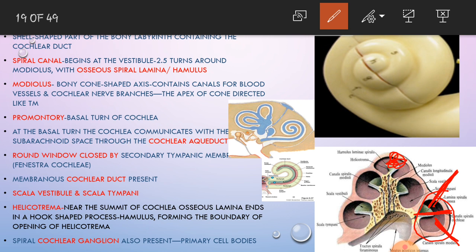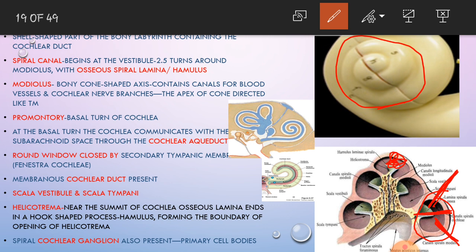Now, as you can remember, we talked about the promontory of the middle ear cavity, the medial wall of the middle ear cavity. I told you that the promontory in the middle ear cavity has been made by the basal turn of the cochlea, and the basal turn is this. Now, at the basal turn, the cochlea communicates with the subarachnoid space through the cochlear aqueduct.